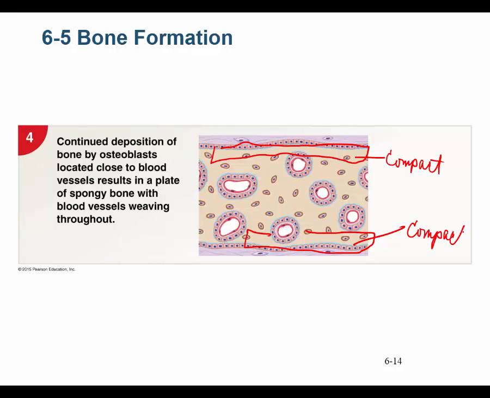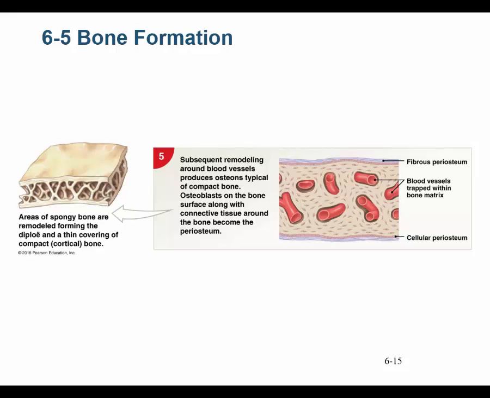The center stays spongy bone. So really what I'm doing is I'm sandwiching spongy bone. And you can see that right there. It says subsequent remodeling leads to this right here. That's what it looks like. And blood vessels run throughout, as you can see here. All right. That's intramembranous ossification, the bones of your skull.